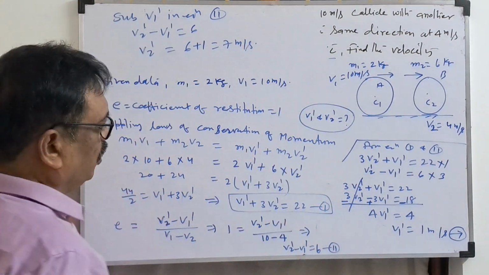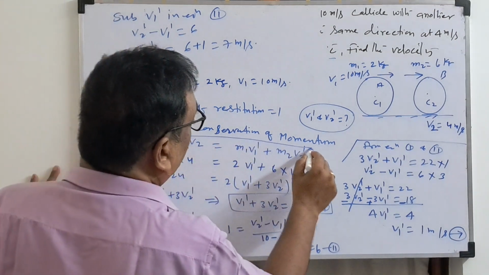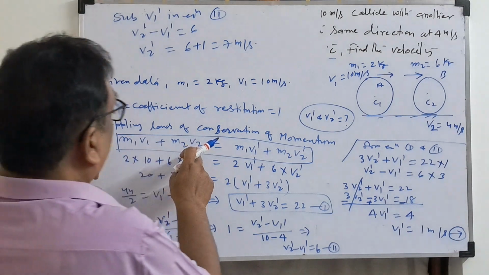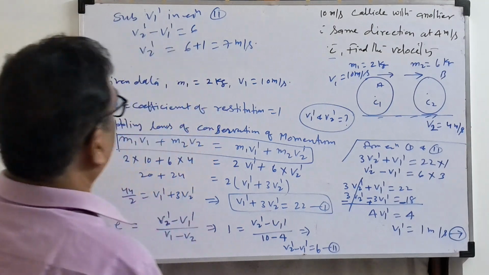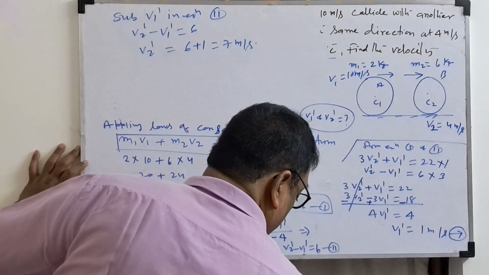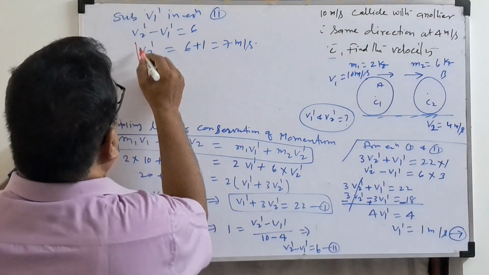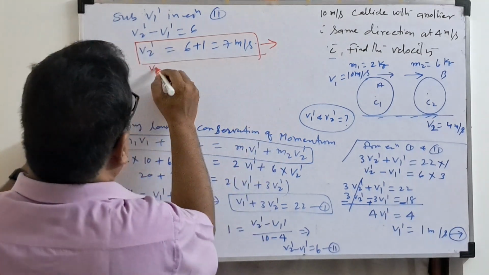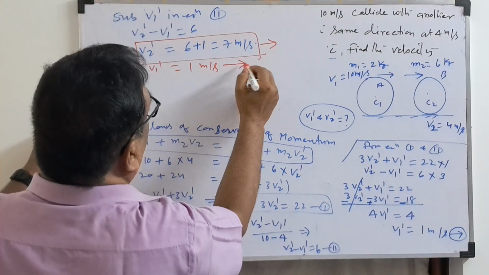This is what they are asking. How will you check it? Substitute in the conservation of momentum equation, M1 V1 plus M2 V2. So this is the answer. V2 dash is 7 meters per second, also plus, and V1 dash equals 1 meter per second. This is the direction here.